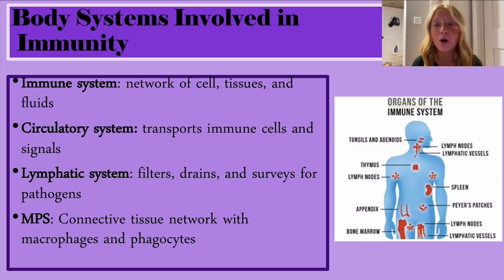The mononuclear phagocyte system, called the MPS, is another key part, and it's basically a web of connective tissues that contain macrophages and dendritic cells. They patrol the tissues and are ready to engulf any pathogens that enter, and these systems work together to create a defense network.